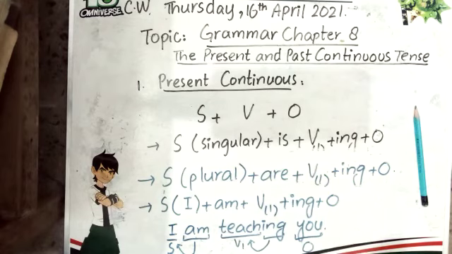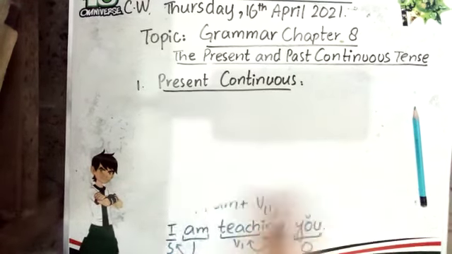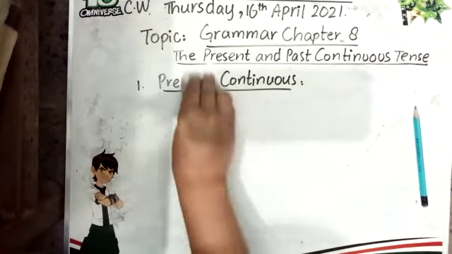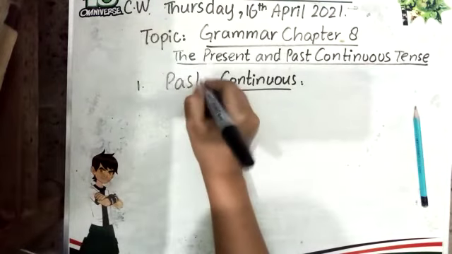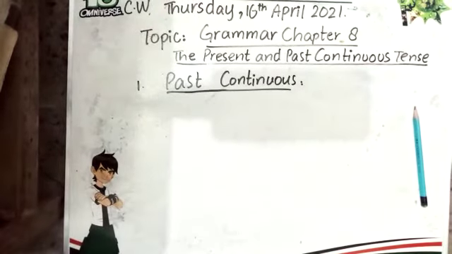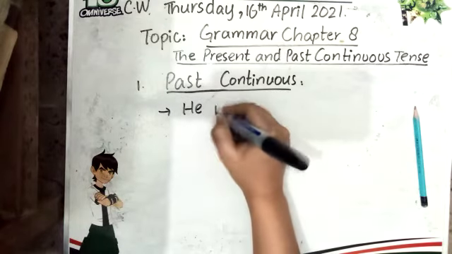Now we are moving towards the simple past continuous tense. Past continuous tense. Now the past continuous tense is a tense which is used to describe an action which was in progress at a particular time in the past. It means it is work that was being done at a particular time in the past. For example, if I say he was walking home.